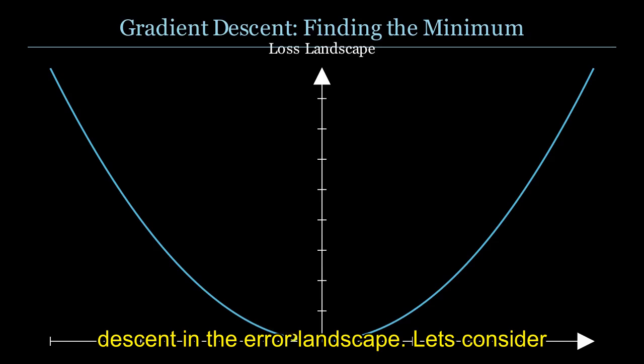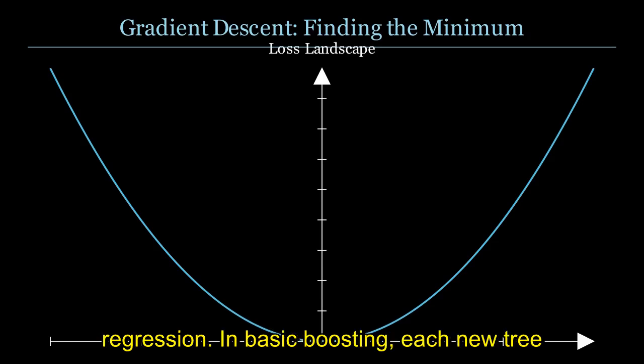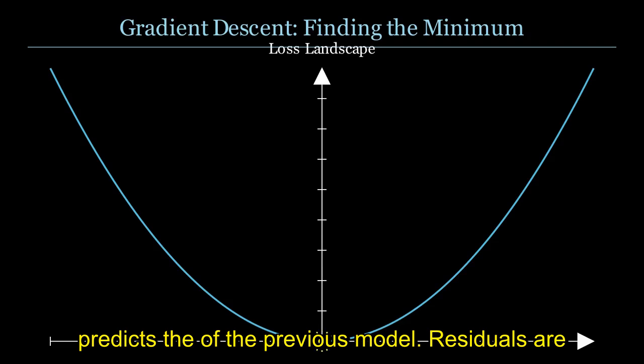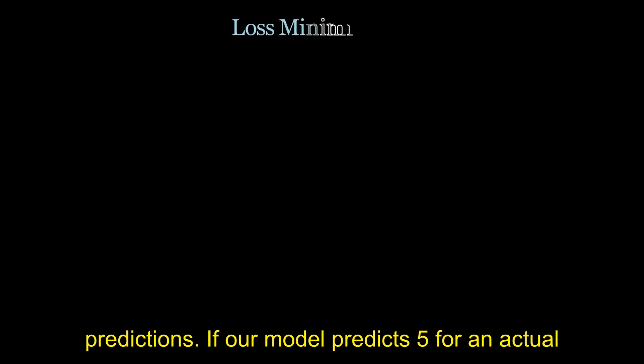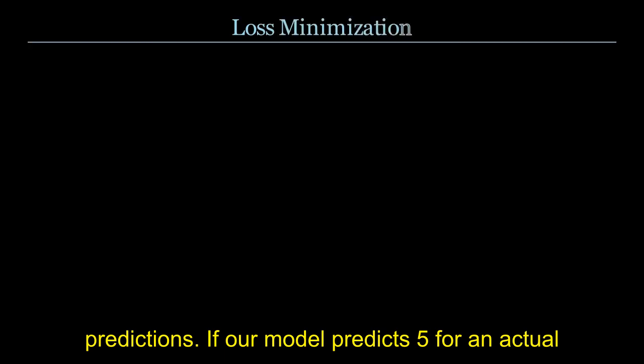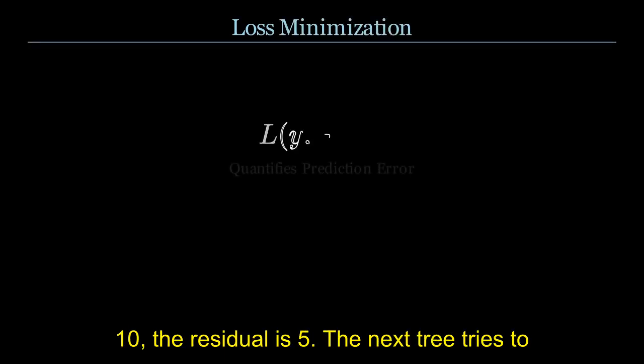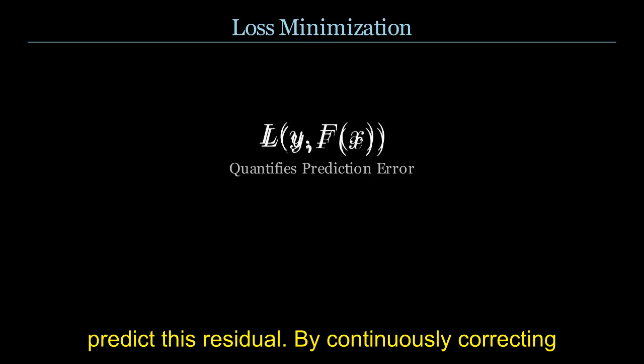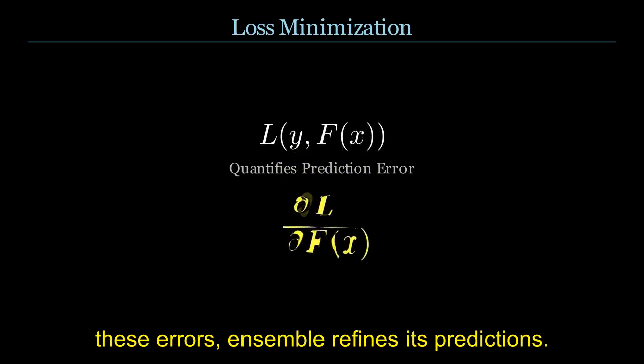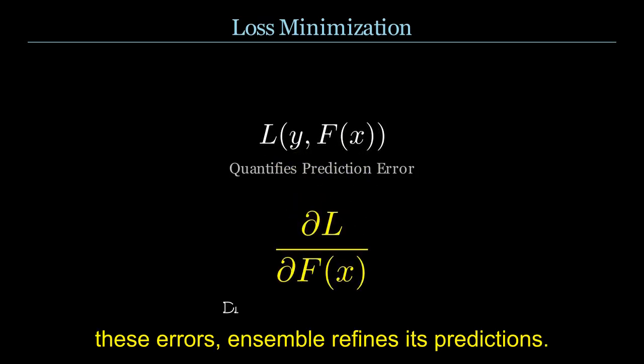Let's consider regression. In basic boosting, each new tree predicts the residuals of the previous model. Residuals are the differences between actual values and current predictions. If our model predicts 5 for an actual 10, the residual is 5. The next tree tries to predict this residual. By continuously correcting these errors, the ensemble refines its predictions.